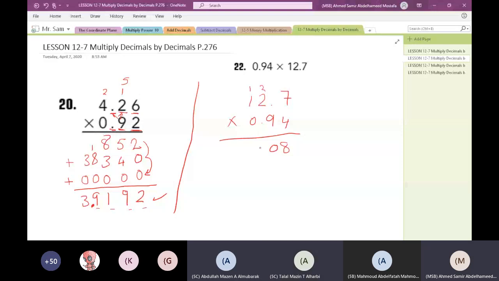Perfect. Now let's go for the 9. Put a 0 under the 8. Excellent. Then 9 times 7 equals 63. 3 down, 6 up. 9 times 2 is 18, plus 6 is 24. 4 down, 2 up. 9 times 1 is 9, plus 2 equals 11. Perfect.